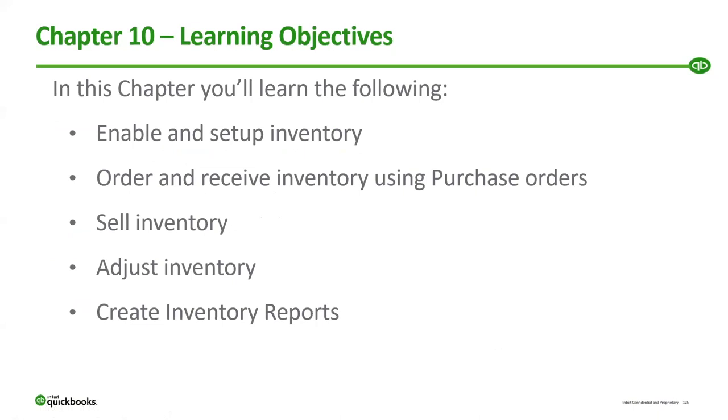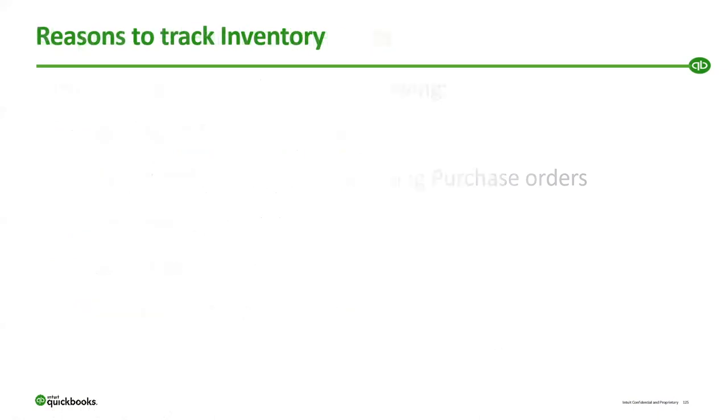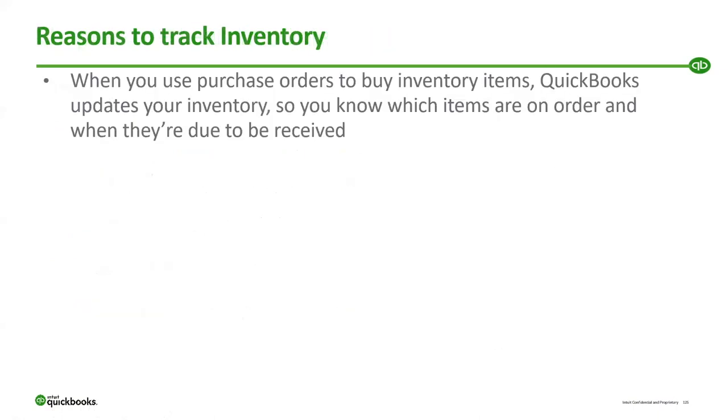But again, enable inventory control using the purchase order system, and when you sell inventory, which is when you invoice a customer, it automatically reduces the line item. The ability to manually adjust the inventory, and most importantly, at the end of the day, generate an inventory report associated with what you currently have on hand. The reasons to track inventory. When you use purchase orders to buy inventory items, QuickBooks updates your inventory so you know which items are on order and when they are due to be received.